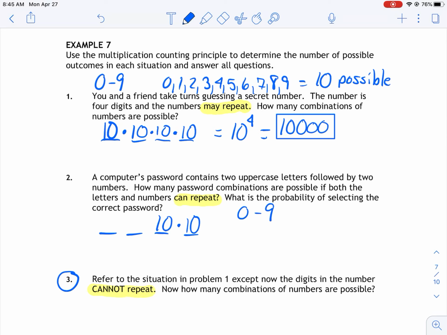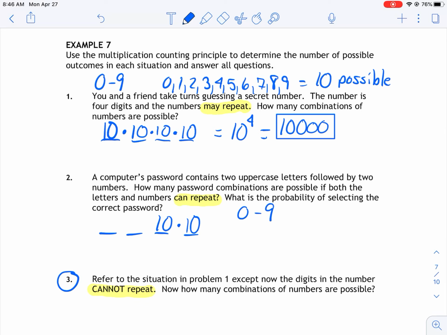Okay? So if they cannot repeat, that means you're going to have one fewer option for each new digit in the number. So just to model this for problem number 2, I would have 10 for the first number, but then I could only have 9 for the second number. So this is good information for problem number 3. Okay, so I'm going to erase that so we don't get confused, but that's a little hint for problem 3 because you're going to work problem 3 and 4 on your own.